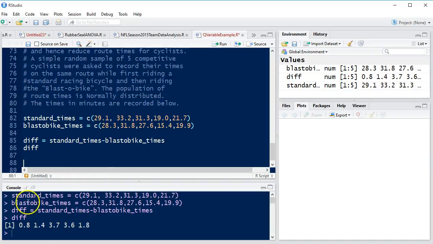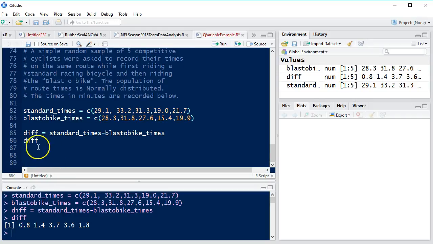One little side note is that if we notice that all these times are positive, what that means is that the Blastobike time was that much less in minutes than the standard time. And we have to think about which way we subtracted in order to be able to give that some context. So a positive 0.8 minutes basically means that the Blastobike for the first cyclist was 0.8 minutes faster than the standard route. So that's important to understand when making inference.